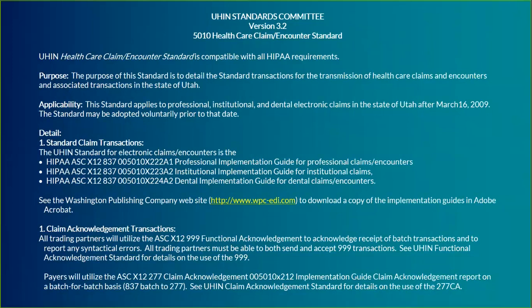So what we have here are the standards that are allowed in the state of Utah to get claim information. The reason we did it is because at the time, do you remember, they were doing a lot of addendums? So it's like, okay, which addendum do we use? Do we not use the addendum?